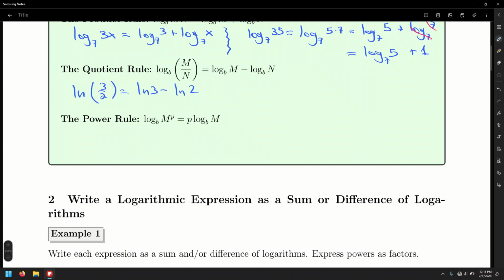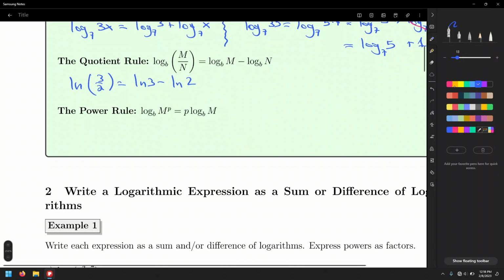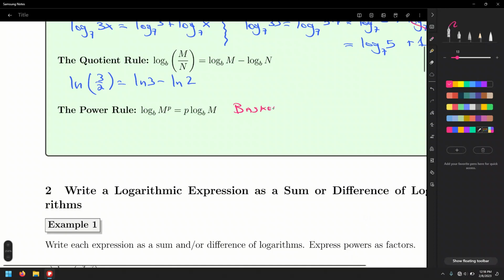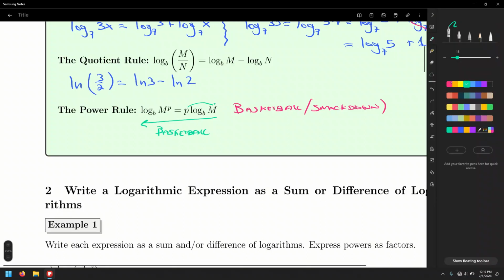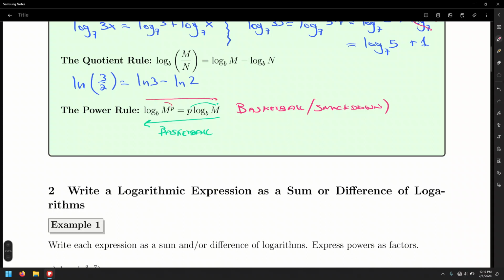And let's talk about the power rule, which you usually call the basketball smackdown rule. Why is that? Well, when we go in this direction, from right to left, the coefficient becomes a power, an exponent, like basketball. And on the other hand, when we go the other way around, the power jumps to the front, like smackdown. All right?